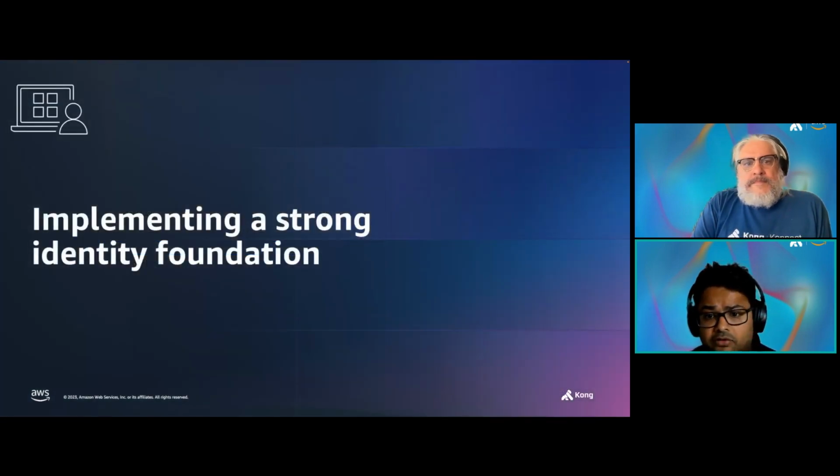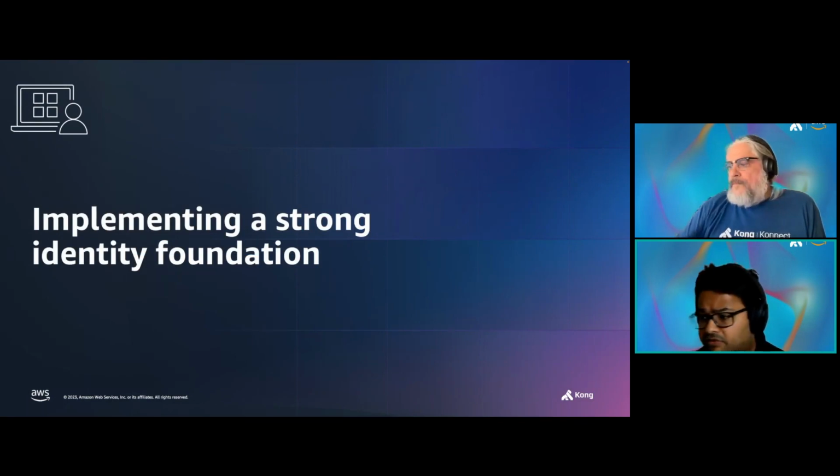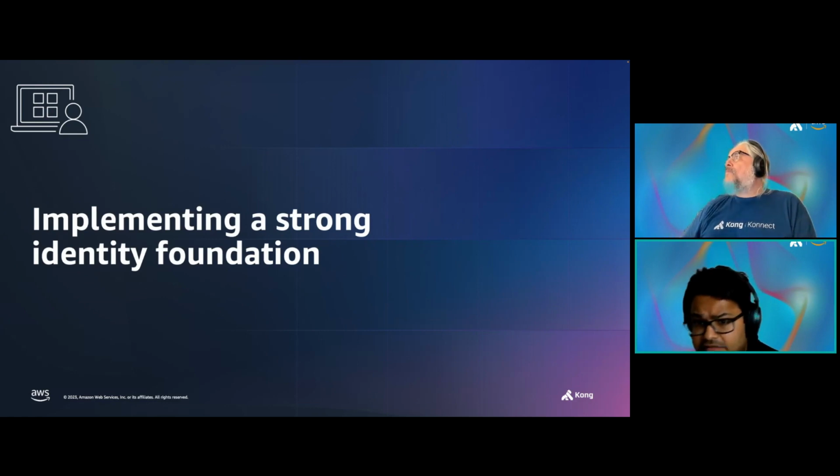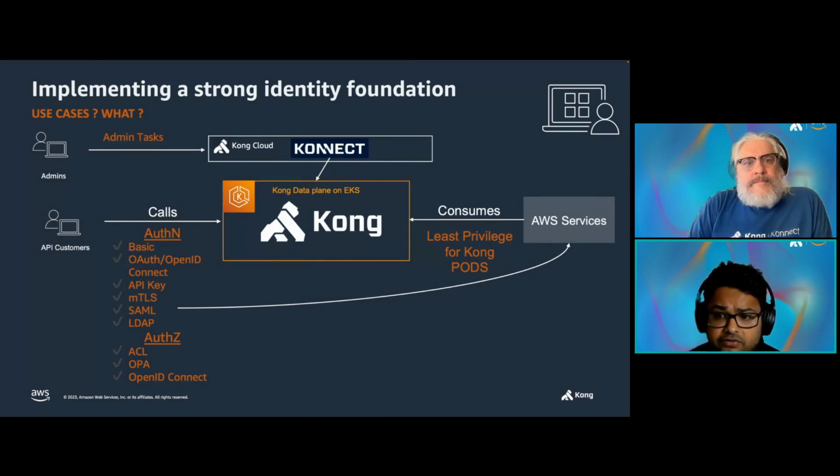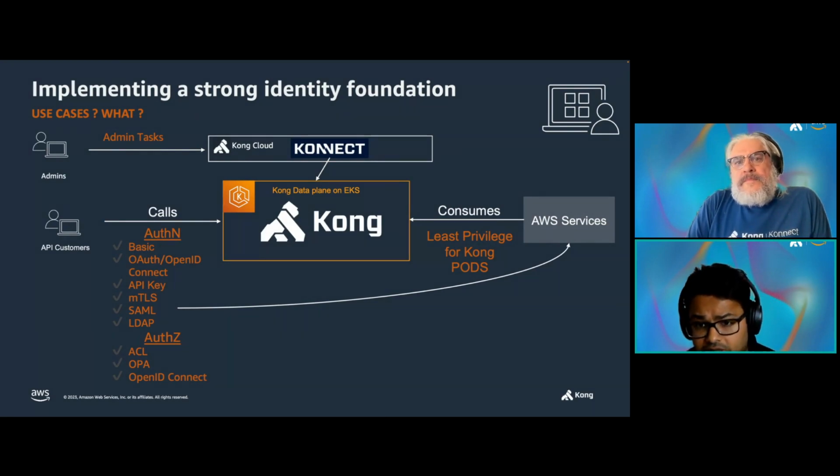Now, we have 5 different principles to talk about the implementation details for, and roughly around 45 minutes or so. So let's get started with the first one, which is implementing a strong identity foundation. The use case which warrants us to implement a strong identity foundation is the authentication and authorization request for your API traffic sent to Kong Gateway.